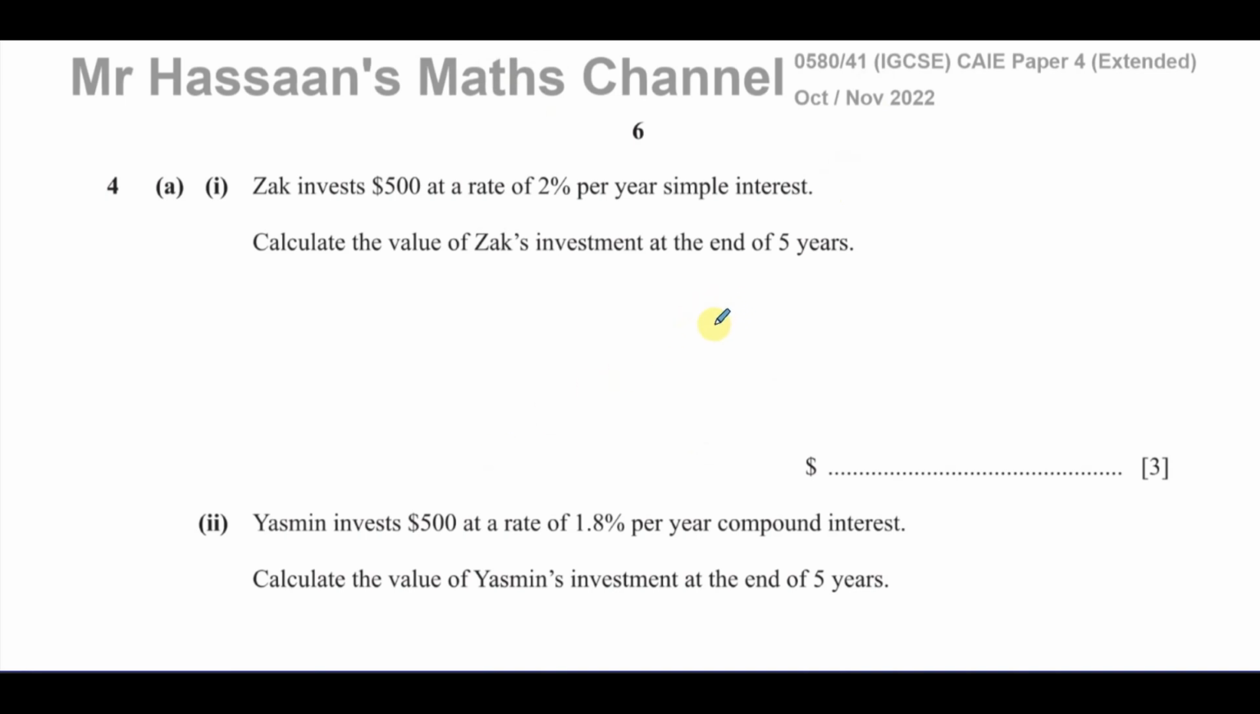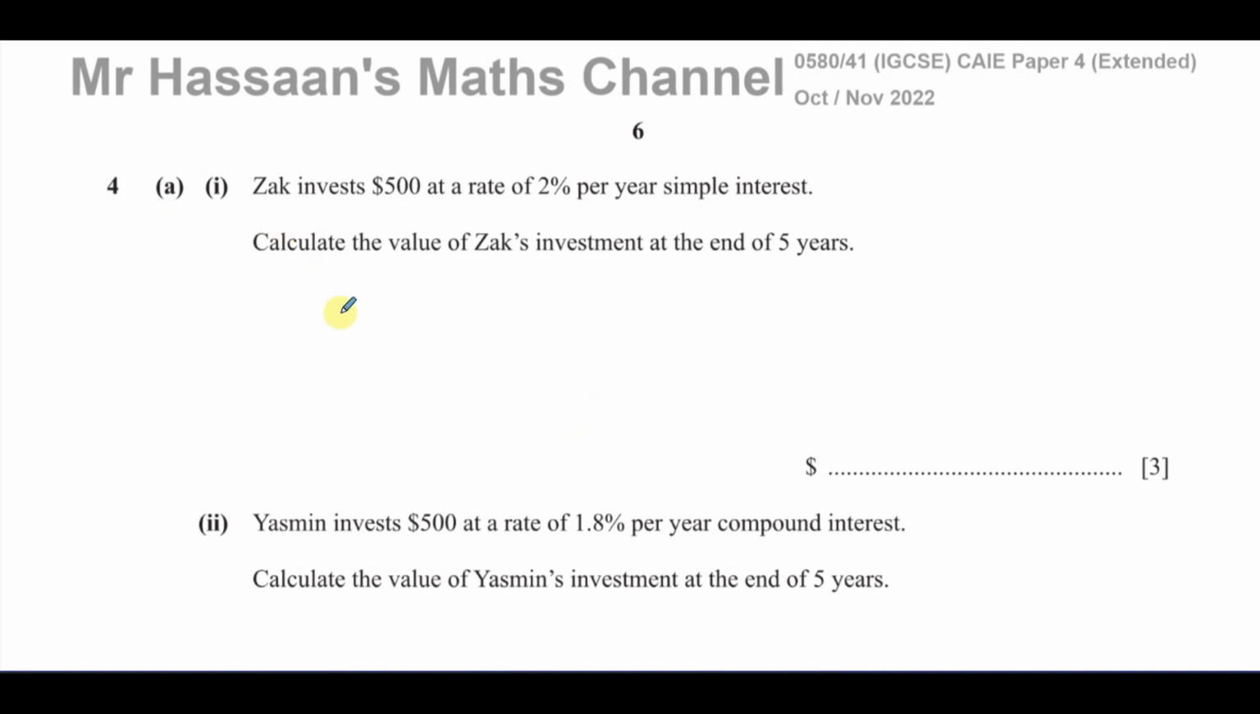I'm now going to answer this question from the October-November 2022 paper 4 variant 1 of the IGCSE Cambridge exam. This question corresponds to the new syllabus, which starts in 2025, and it is in the calculator paper.